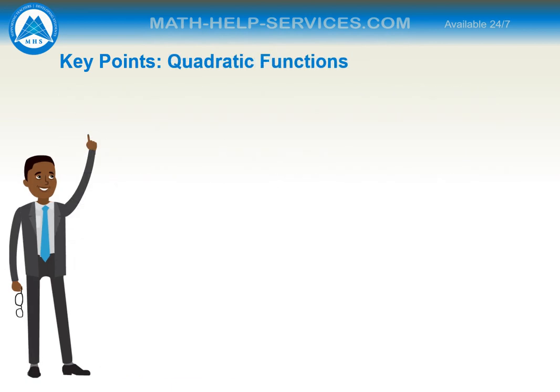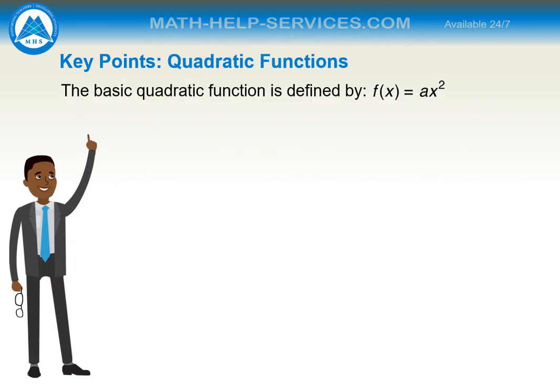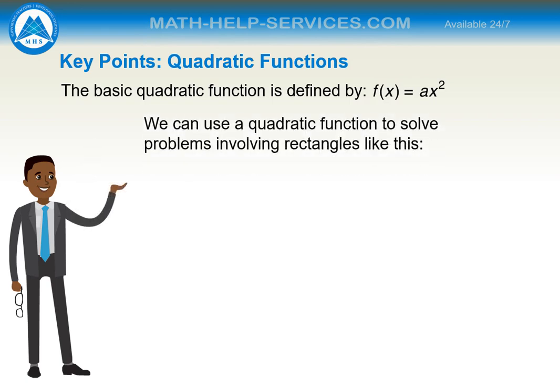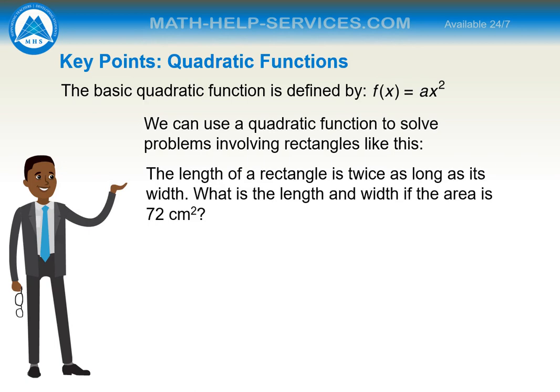Now let's look at quadratic functions. The basic quadratic function is defined by f of x equals a times x squared. We can use a quadratic function to solve problems involving rectangles like this. The length of a rectangle is twice as long as its width. What is the length and width if the area is 72 square centimeters?